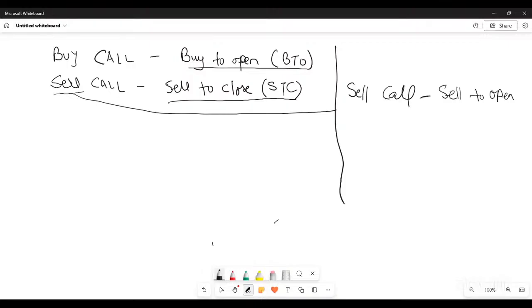I didn't understand. Does sell to call mean sell to open? No. Okay, so that's exactly what I'm checking. Let me see what the right terminology is here. So that is STO, that's what I'm thinking, right? STC doesn't sound right to me. So it is STO. Sell to close is STO? Okay, yes.